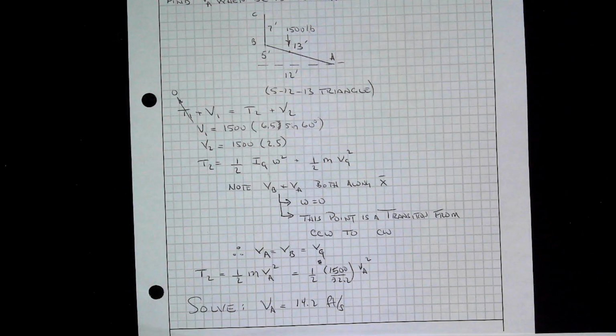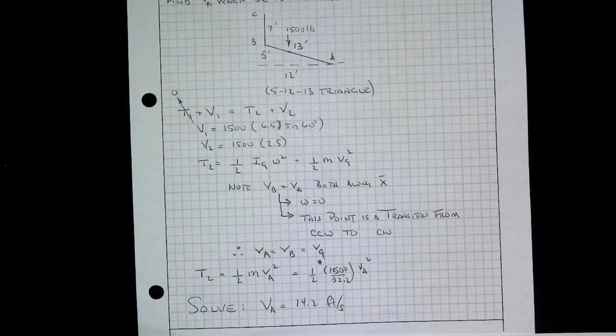That means omega is 0. Well, that's nice. That gets rid of that term. I don't have to figure that out. I don't have to relate these two. So note, here we have VB and VA are both along the x. This implies omega is 0.